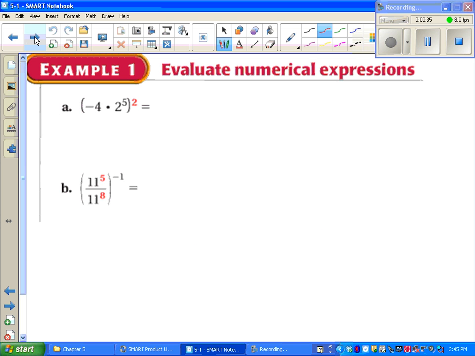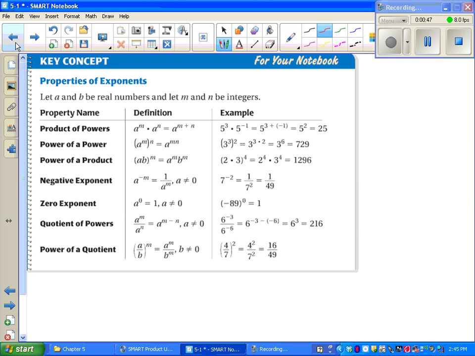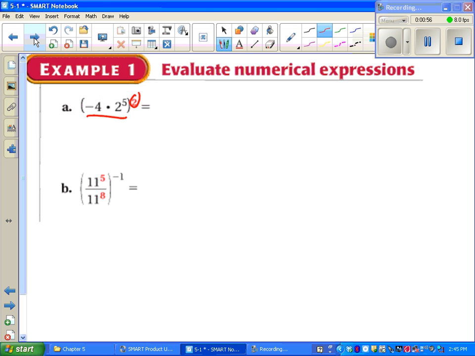First example, it says evaluate numerical expressions. So we're going to use one of the properties from the previous slide on part A. I see a product raised to a power. That tells me if I go back to that previous page, I'm going to use my power of a product. Kind of looks like the distributive property, but it's not called the distributive property. We are going to make sure that exponent 2 affects everything on the inside of the parentheses. So we've got a negative 4 to the second and a 2 to the fifth to the second.